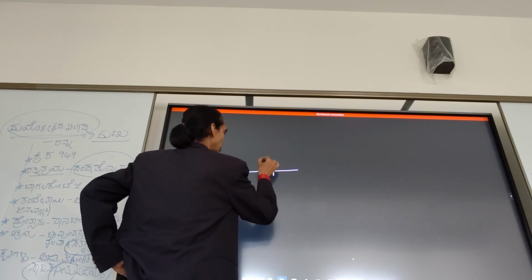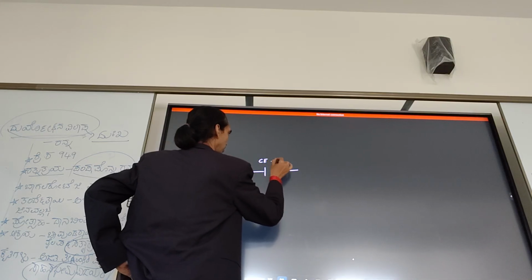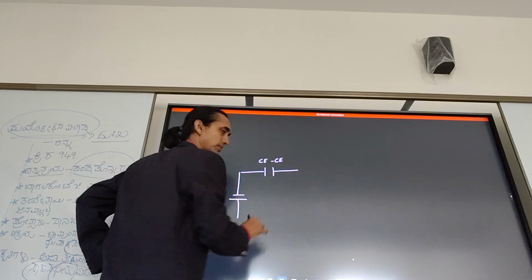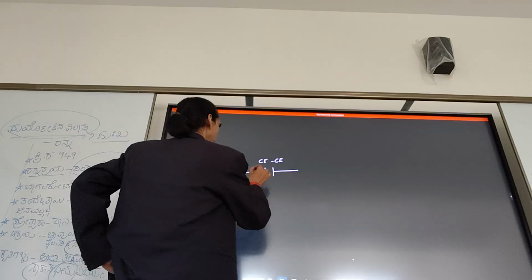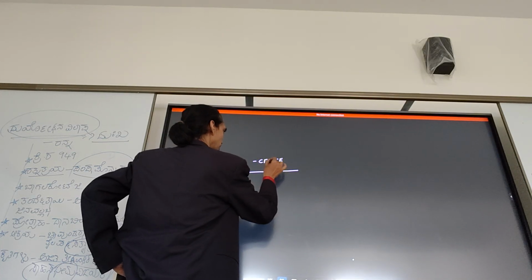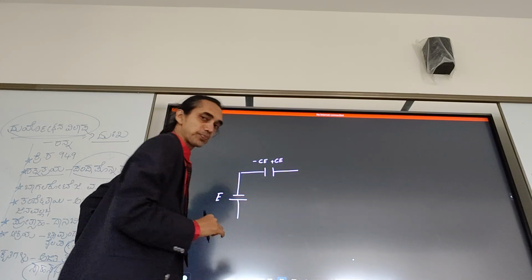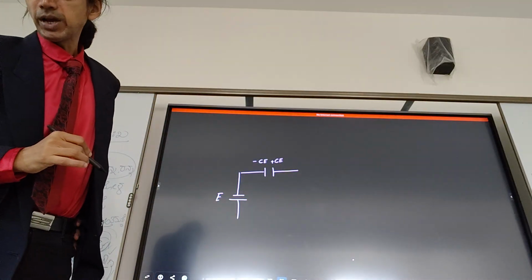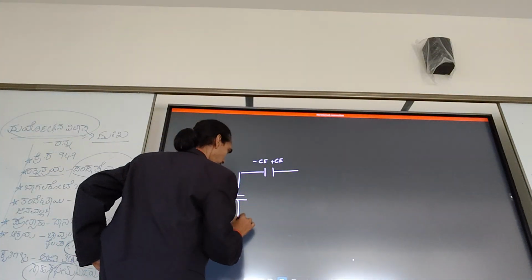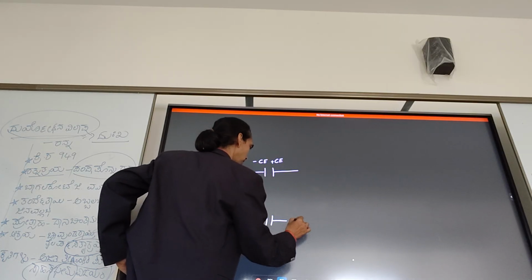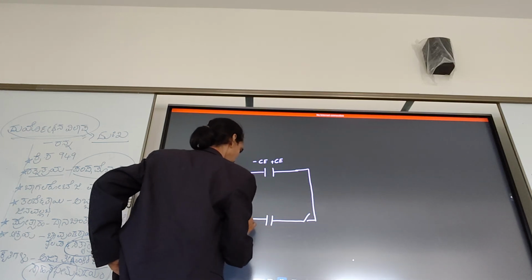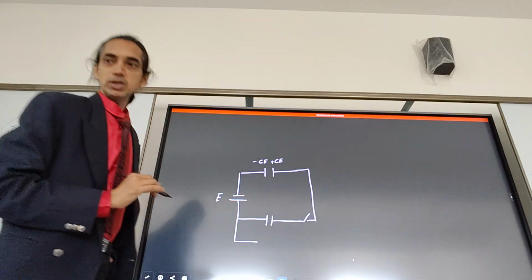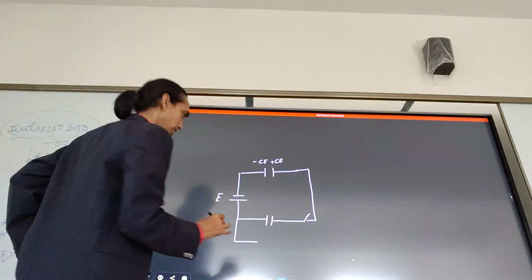It has some charge initially, which you can mark as CE and negative of CE, or the positive and negative are being interchanged. So this is plus and this plus is minus. We have a circuit completion with another capacitor over here, a switch, and then this is connected to a cell with another switch.